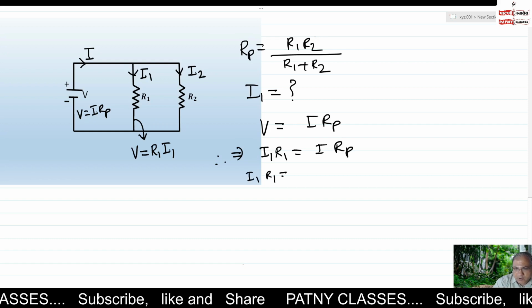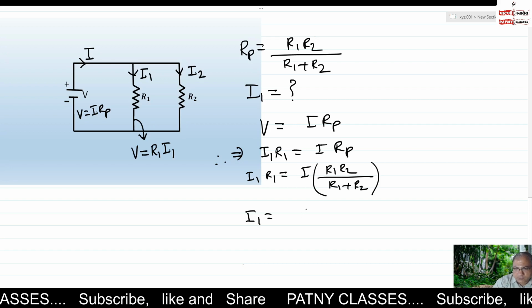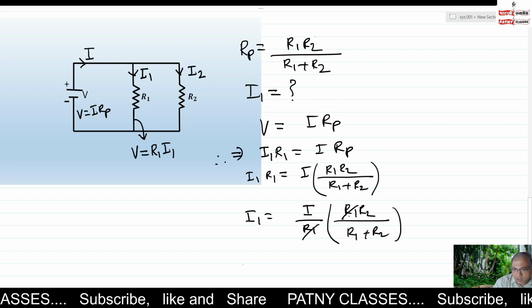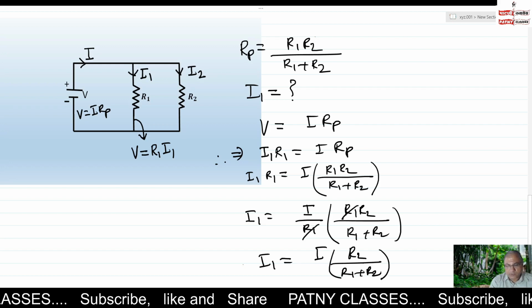I1 R1 equals I. What is the Rp value? R1 R2 upon R1 plus R2. Therefore, I1 equals I upon R1 multiplied by R1 R2 upon R1 plus R2. R1 gets cancelled. We get I1 equals I into R2 upon R1 plus R2. This is the required expression for the current flowing through the resistor R1.